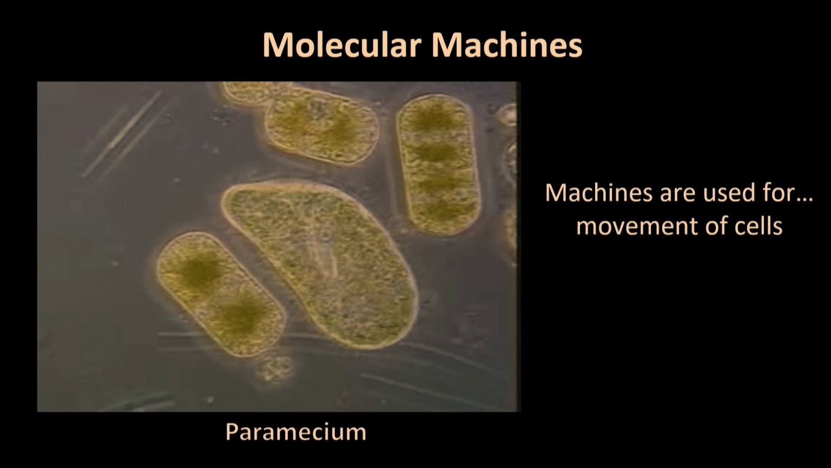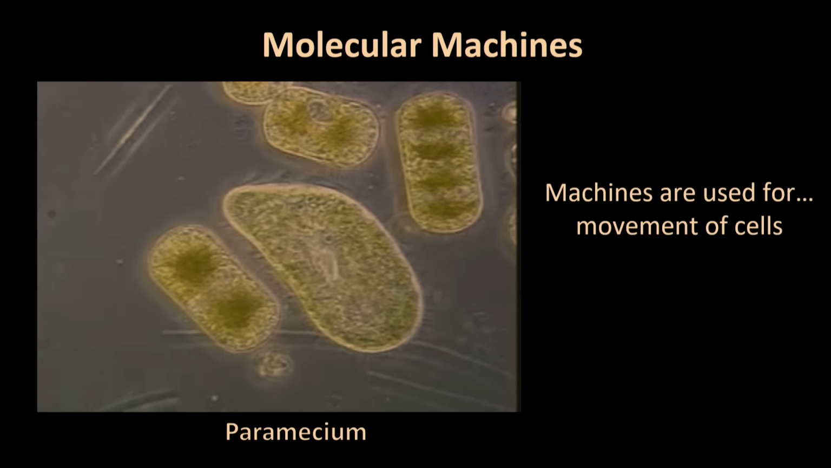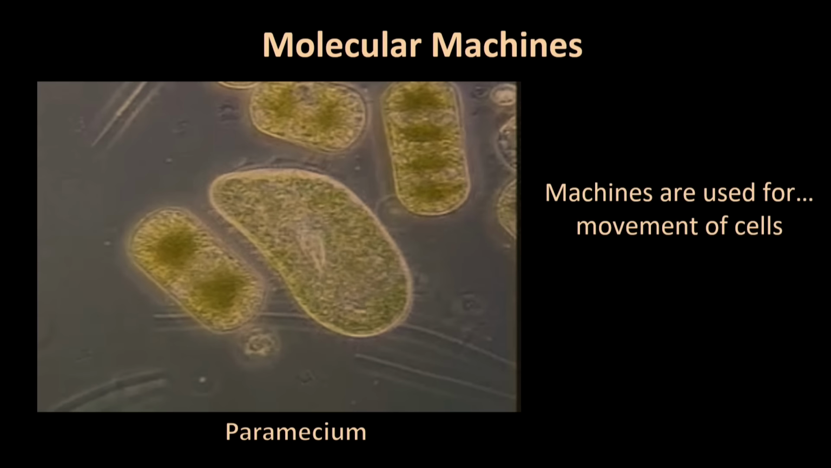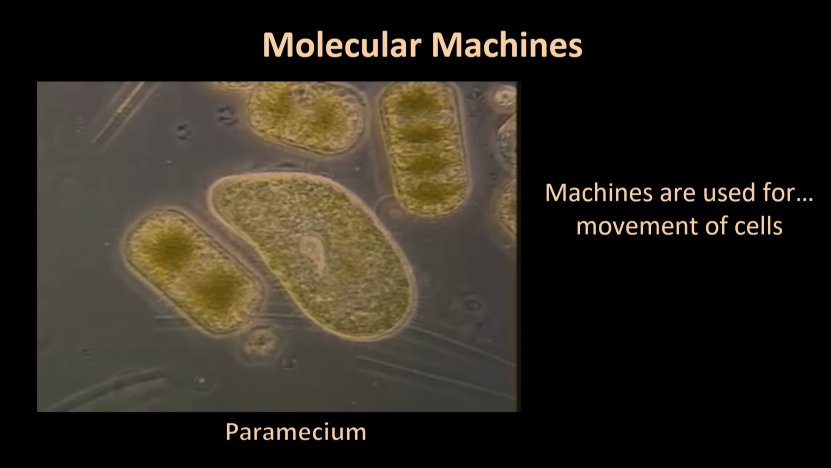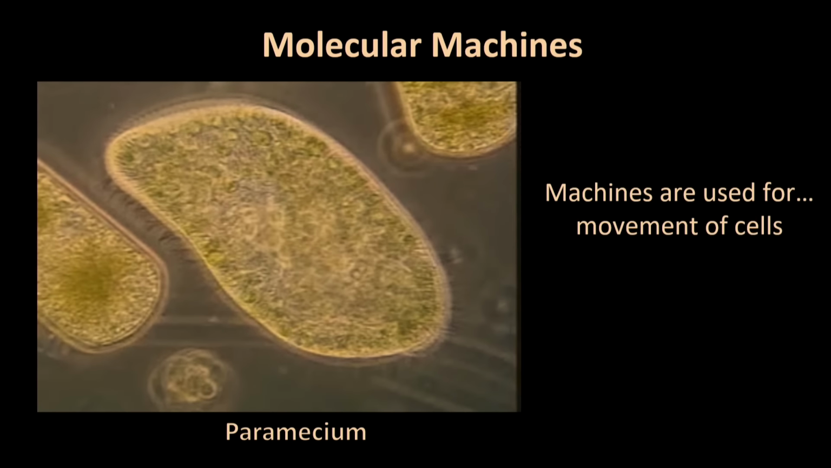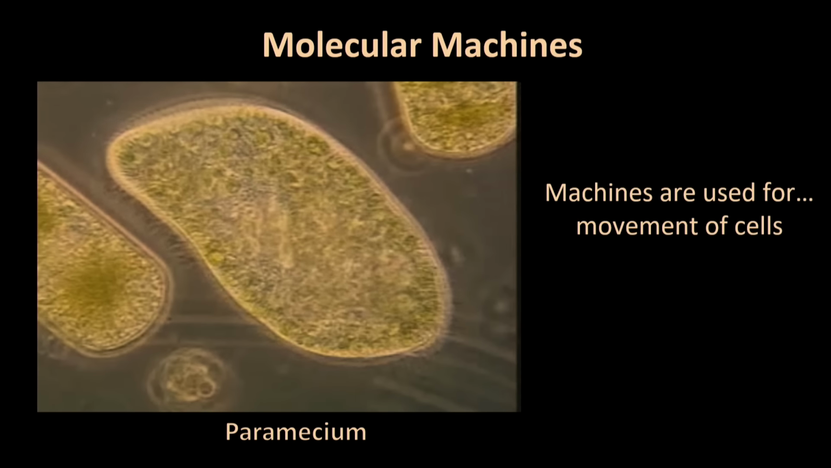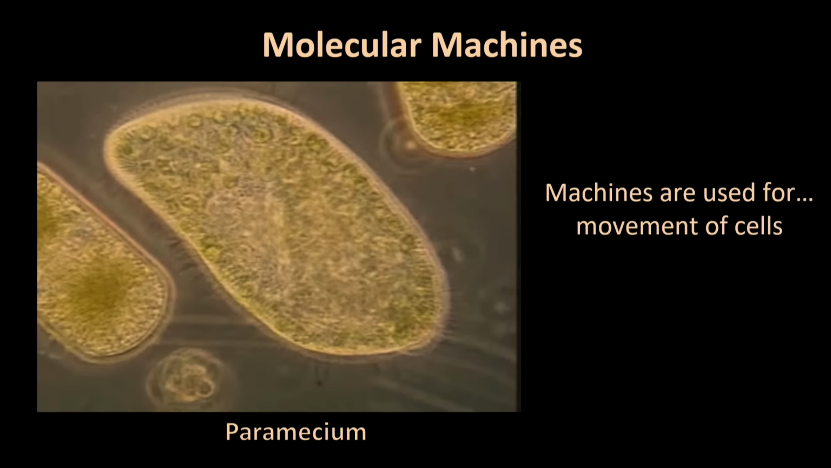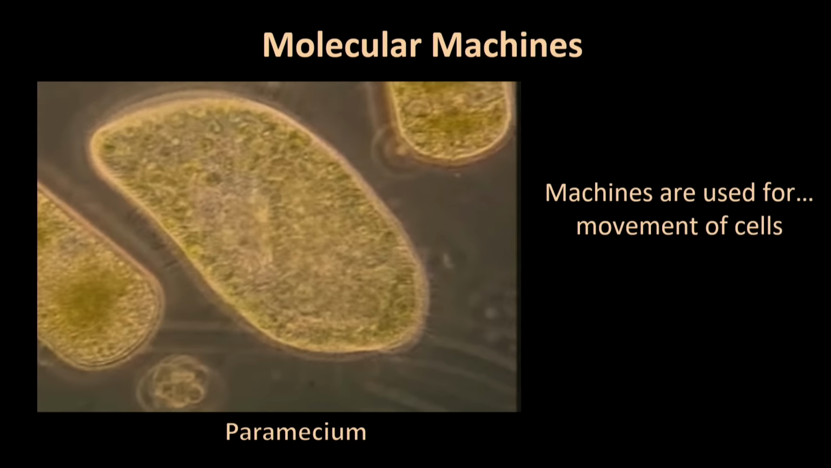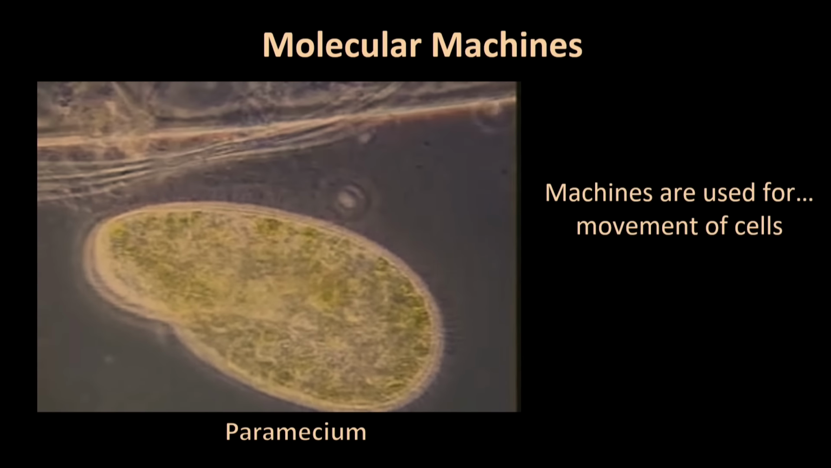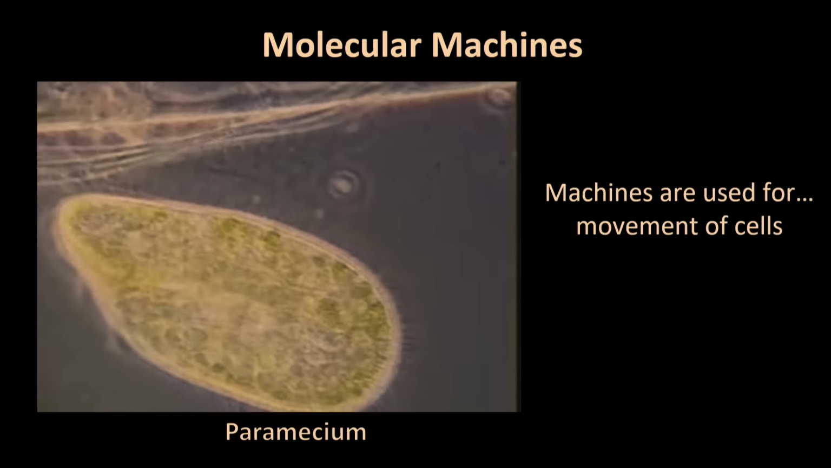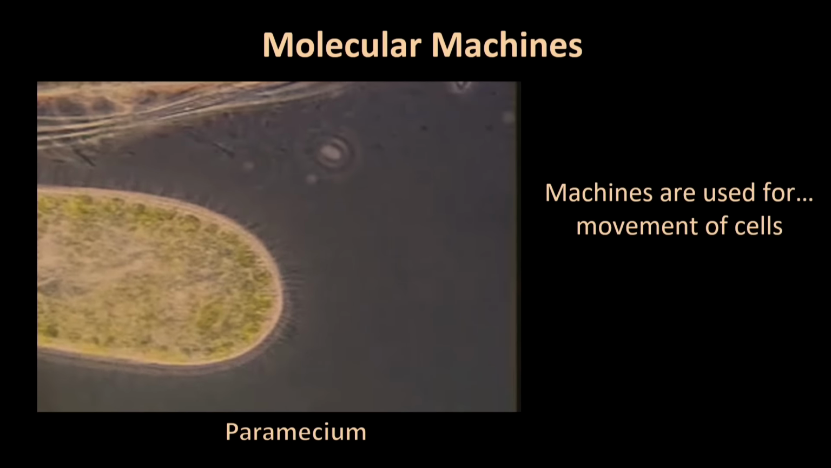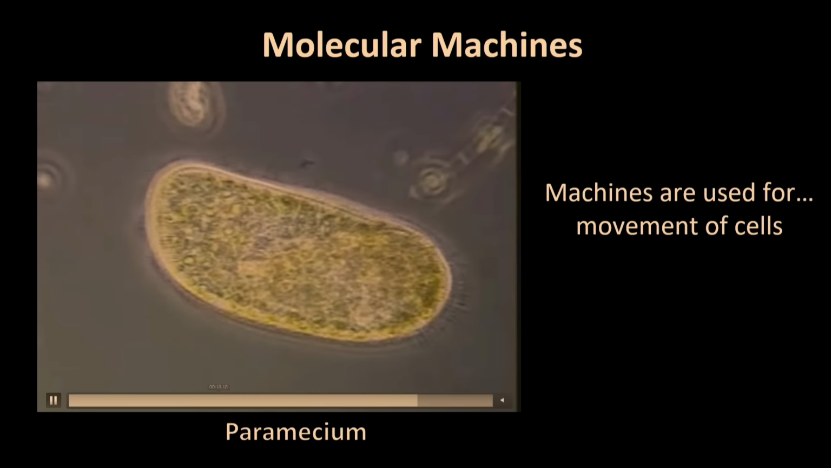Molecular machines are responsible for all of this work. Molecular machines are also used for the movement of cells, not just movement of stuff in cells, but movement of cells. This is a type of single-cell organism called a ciliate. It's covered in these microscopic hairs that are motors. So these are molecular motors, motorized hairs, that it uses to swim with in its aqueous environment, but also uses to eat.